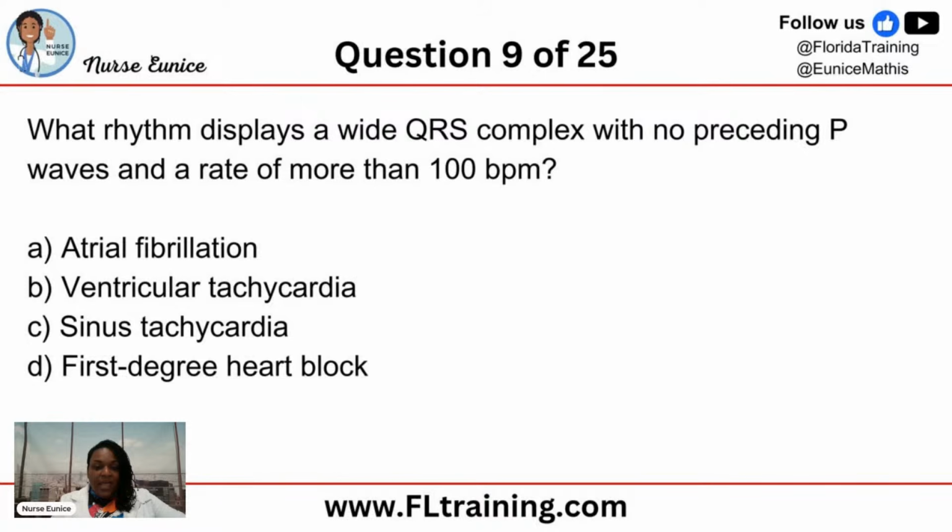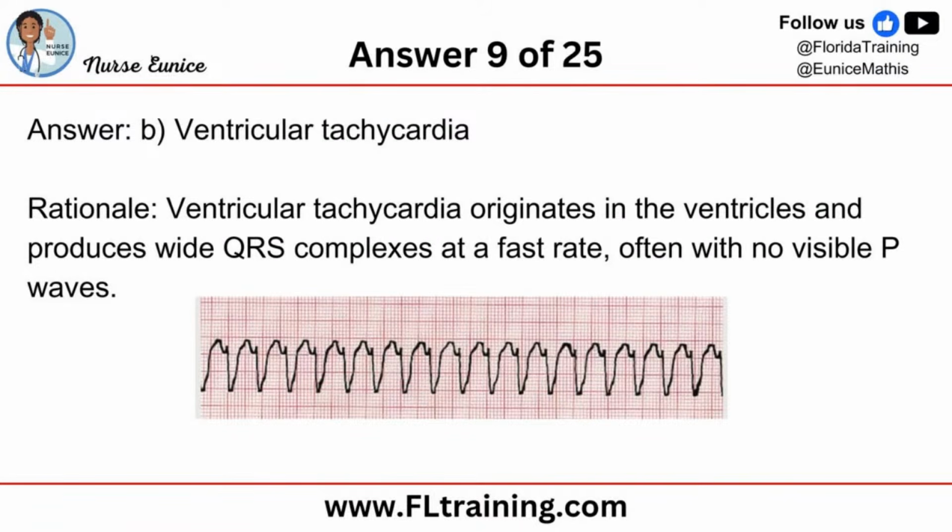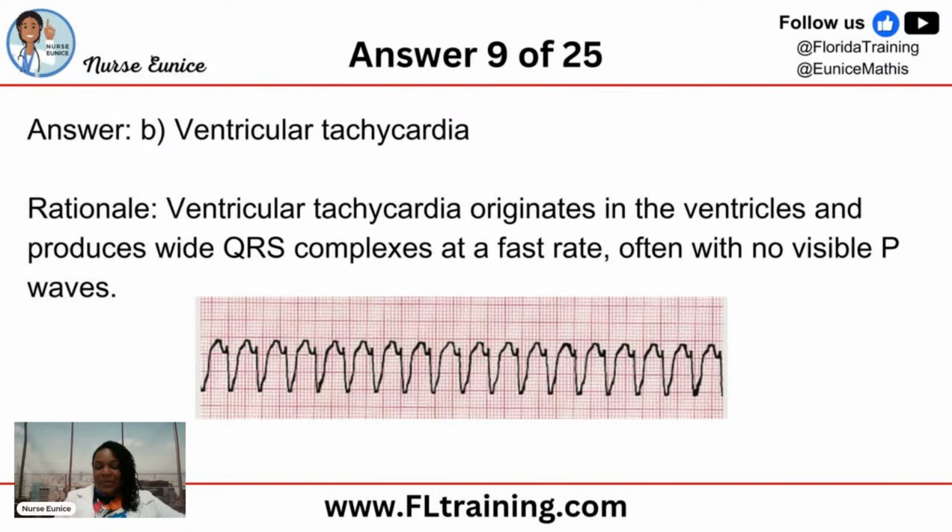All right, so let's go ahead and show the correct answer for question number 9. Question number 9, if you chose B, ventricular tachycardia, you are absolutely correct. So the rationale, ventricular tachycardia originates in the ventricles and produces wide QRS complexes at a fast rate, often with no visible P waves.